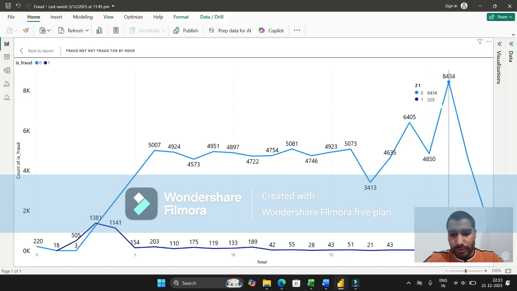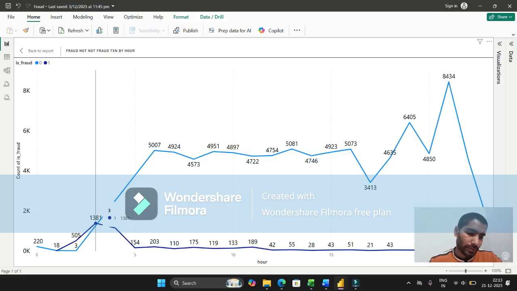At 9 p.m., we can see the transaction ratio was very high and fraud transactions were normal. I think the normal average is around 100, 150 approx. But at midnight, around 12 and 1 a.m., the fraud transaction ratio is increasing a lot.